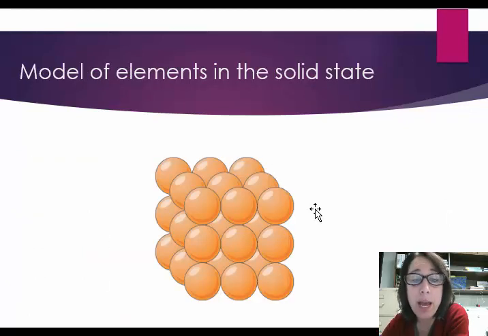Here is a model of atoms in the solid state. We know that this model represents a solid because the atoms are very orderly. We also know that this represents an element because all of the atoms are of the same color.